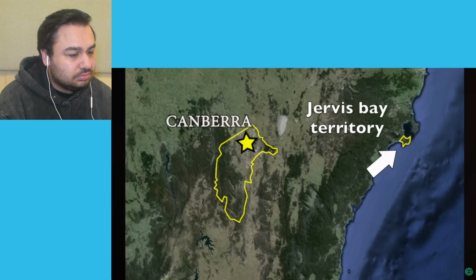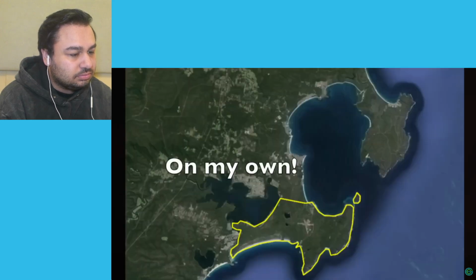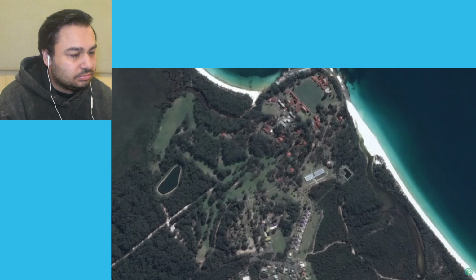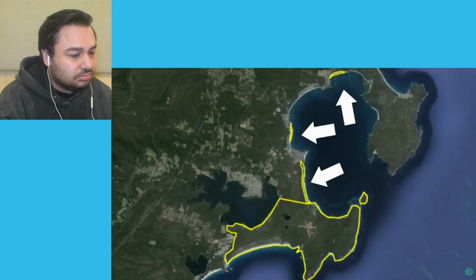Jervis Bay was bought and developed to give the inland capital Canberra access to the sea, and eventually Jervis Bay split from the capital. However, it's still counted as part of the capital in elections. It's a little confusing, even though it really doesn't have much going for it, except for a small navy base and beaches that it kind of took from other neighboring towns.